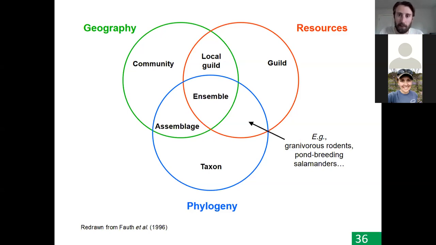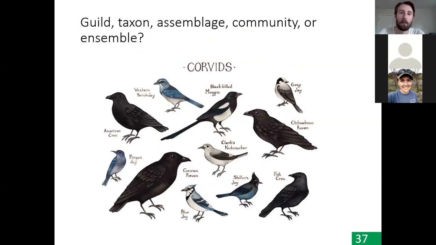All right, first example here, we've got corvids. This is a family of birds that includes things like ravens and crows and magpies and blue jays. So what do y'all think for this one? You can type it in the chat. Is this a guild, a taxon, assemblage, community, or ensemble?